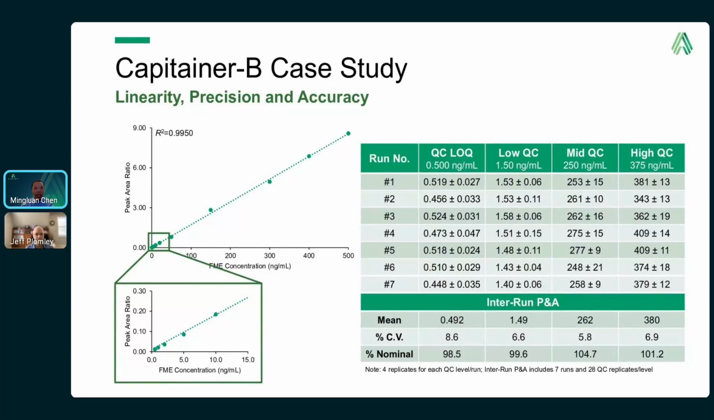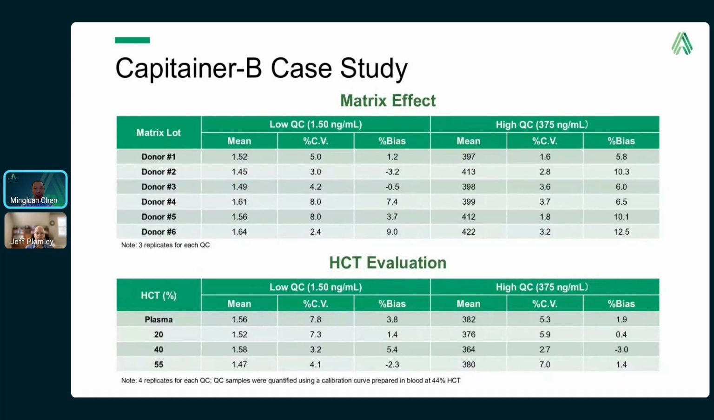Next, we look at the method linearity and the precision and accuracy results. As you can see, excellent linearity was achieved across the calibration range with low concentration standards fitting well on the curve, confirming negligible non-specific binding even at the LOQ of 0.5 nanogram per mL. Precision and accuracy are well within the acceptance criteria across all QC levels, with 7 analytical runs and 28 QC replicates per level.